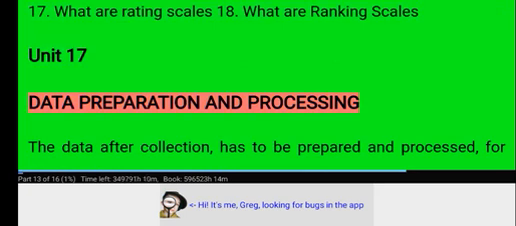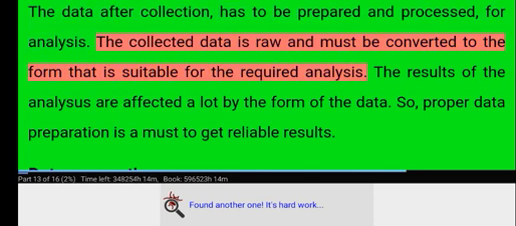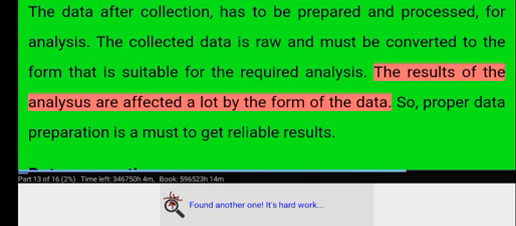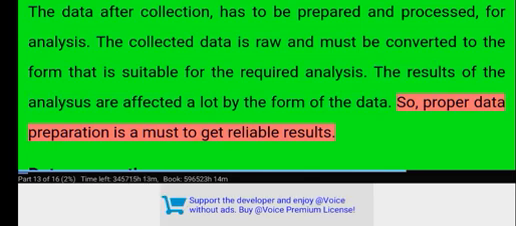Unit 17. Data preparation and processing. The data after collection has to be prepared and processed for analysis. The collected data is raw and must be converted to the form that is suitable for the required analysis. The results of the analysis are affected a lot by the form of the data. So, proper data preparation is a must to get reliable results.